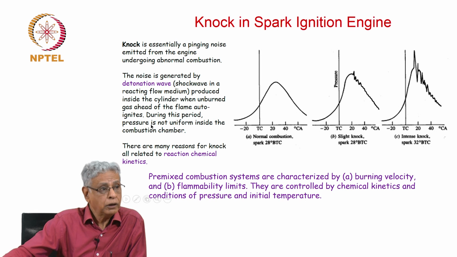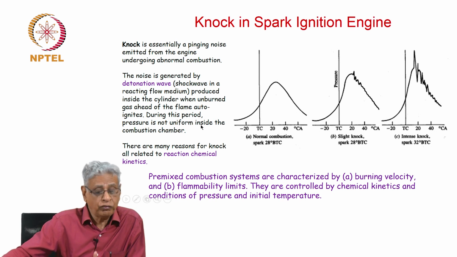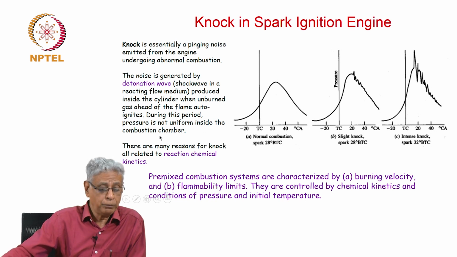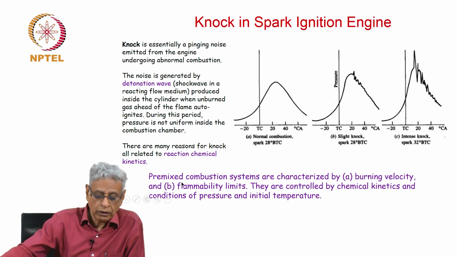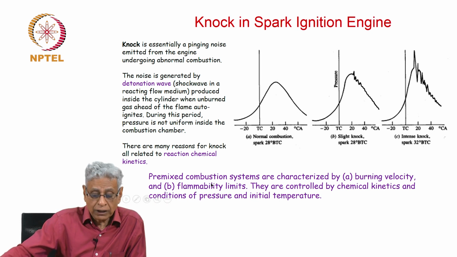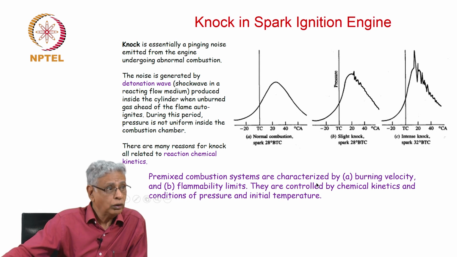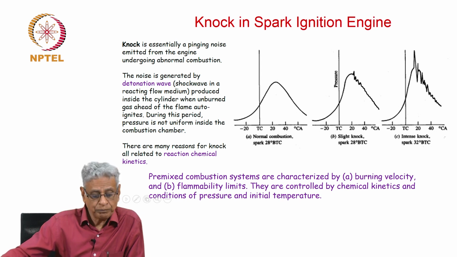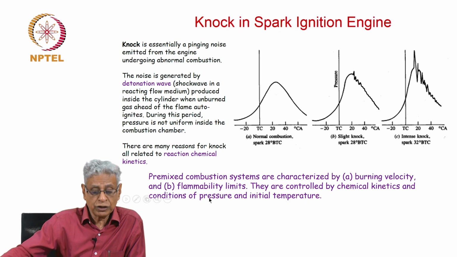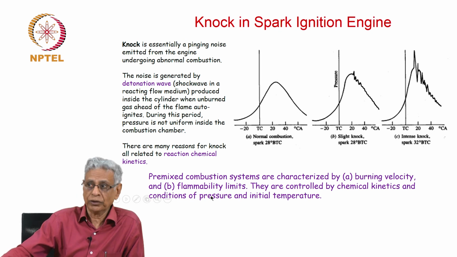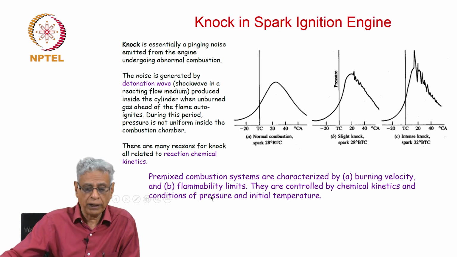During this period, the pressure is not uniform inside the combustion chamber, and there are many reasons for this knock, related to the reaction chemical kinetics. So, premixed combustion systems are therefore characterized by burning velocity and flammability limits, and these are controlled by chemical kinetics and the conditions of pressure and initial temperature. So, these are the features we should keep in mind.